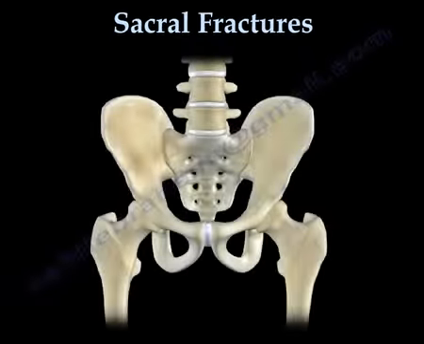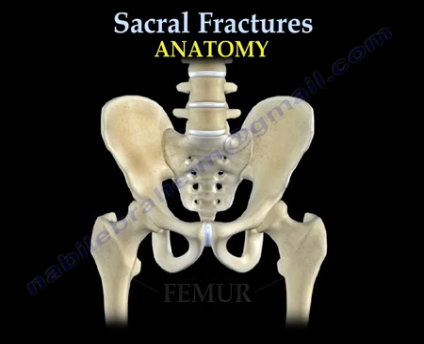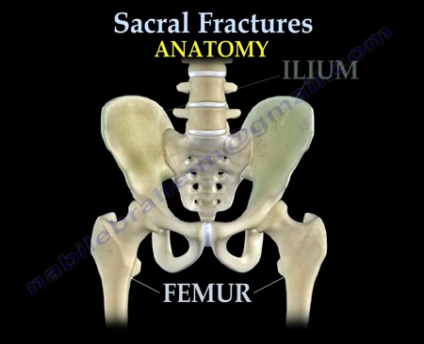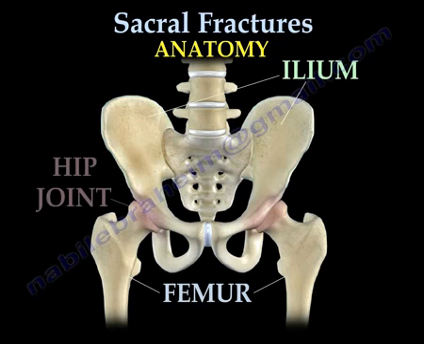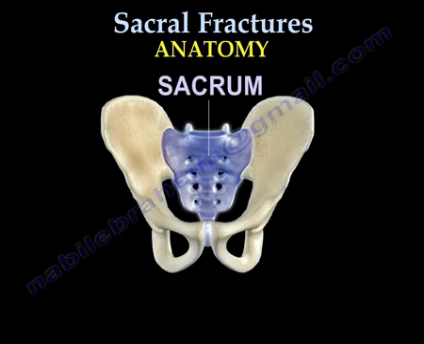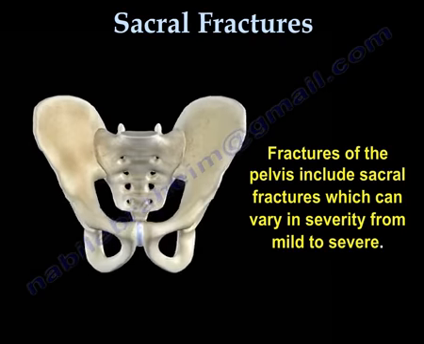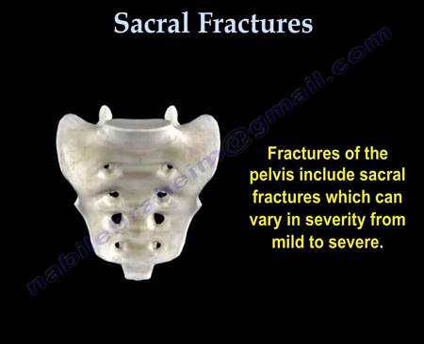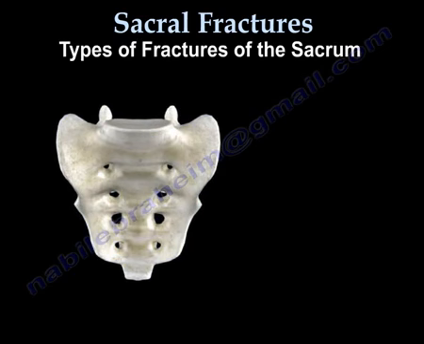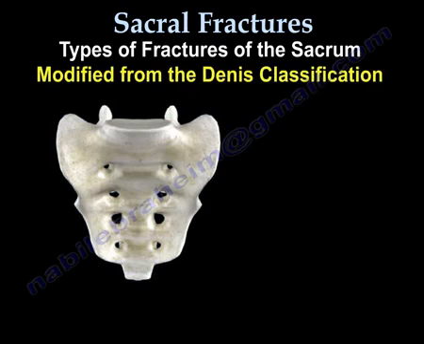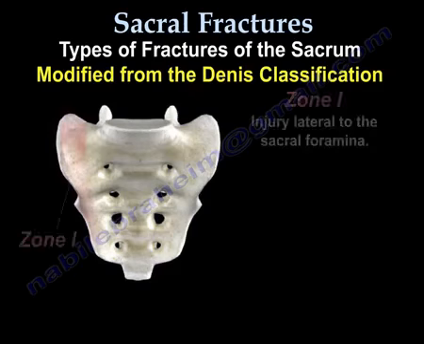Sacral fractures. Anatomy: the femur, the ilium, the hip joint, and the sacrum. Fractures of the pelvis include sacral fractures, which vary in severity from mild to severe. Types of fracture of the sacrum, modified from the Dennis classification.